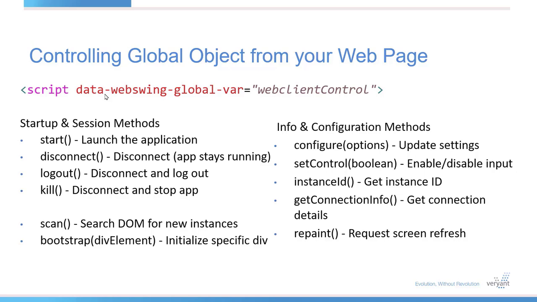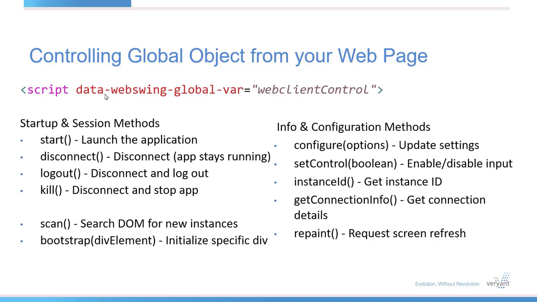When COBOL sends an action, JavaScript uses a global variable assigned to data-webswing-global-var, and that will carry those actions out. So here are the functions available to that global object. We have start, and this will launch the app when you previously set autoStart to false. Logout, which ends the session cleanly. The user can log back in. Disconnect, it's like pausing. The connection closes, but the app is still running on the server, so you can reconnect later. And kill completely stops the application.